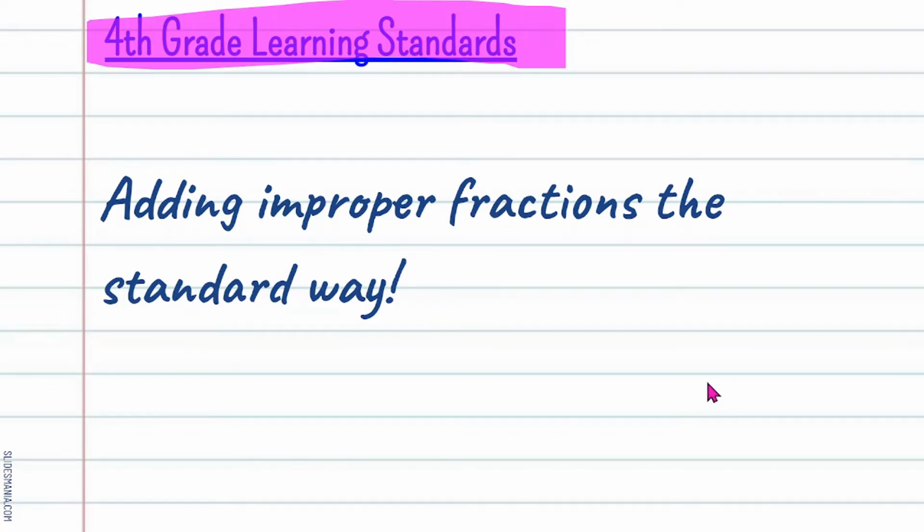This video, we are going to continue with improper fractions. We are going to be adding improper fractions using the standard way, and we'll talk about that a little bit more here in a second.